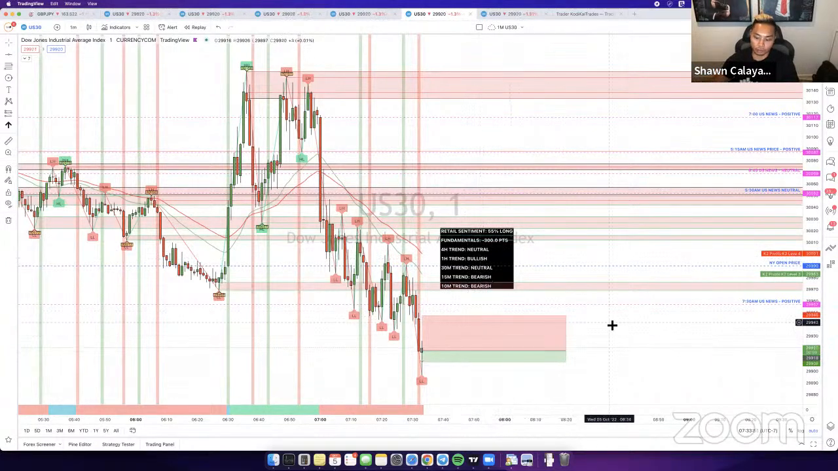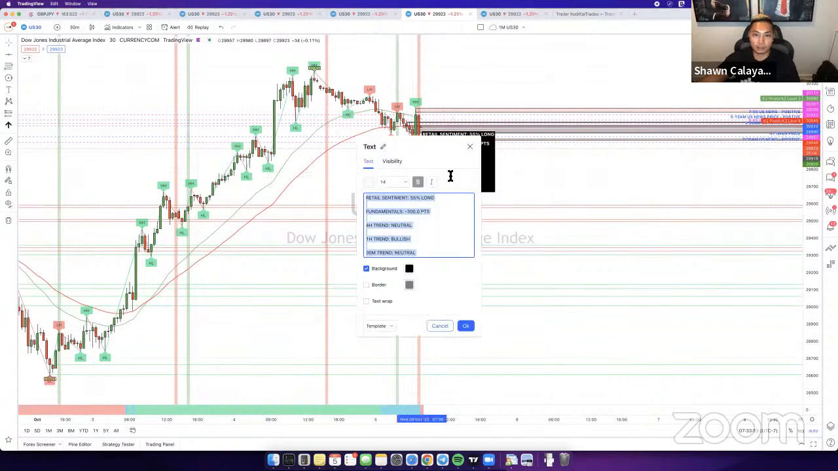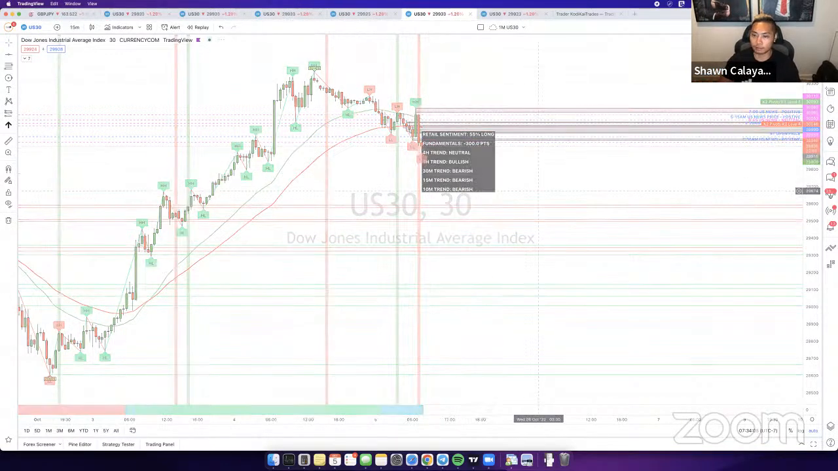30-minute is still neutral as well, but this looks like it's going to shift as well. Actually, 30-minute is now bearish. So we are looking for sells here. It looks like the trend bias is now shifting to the downside.